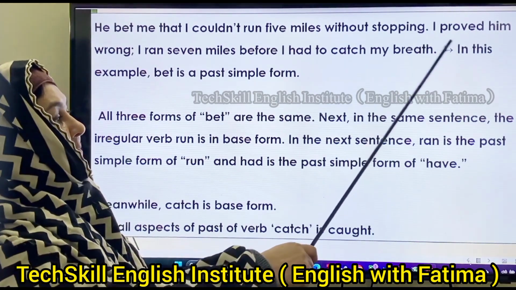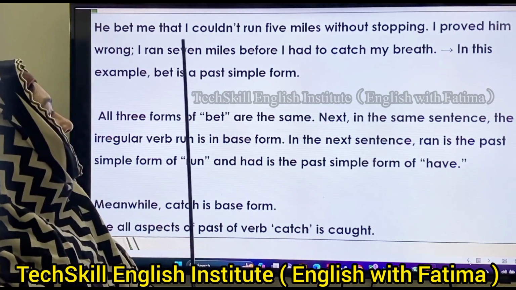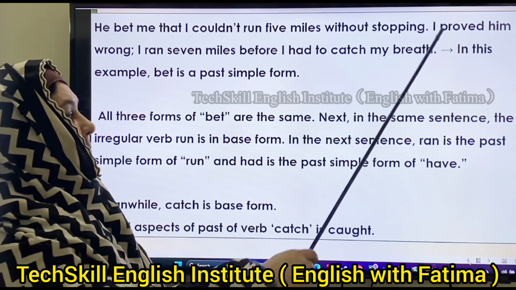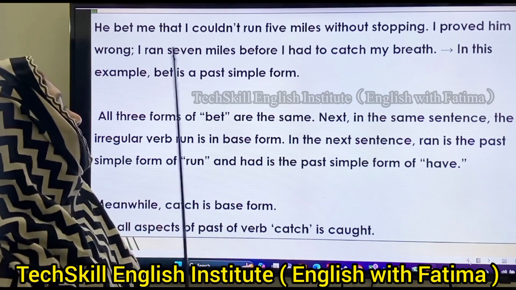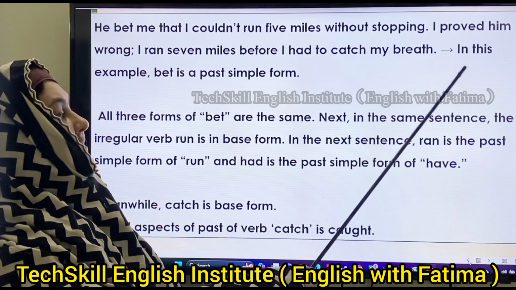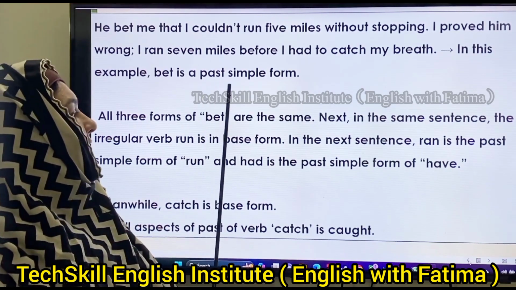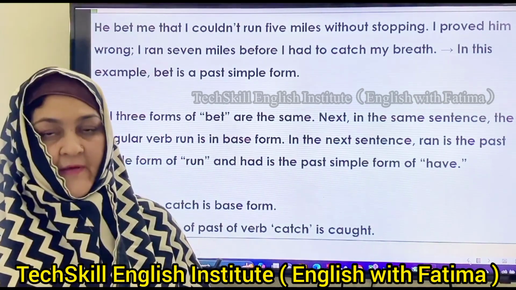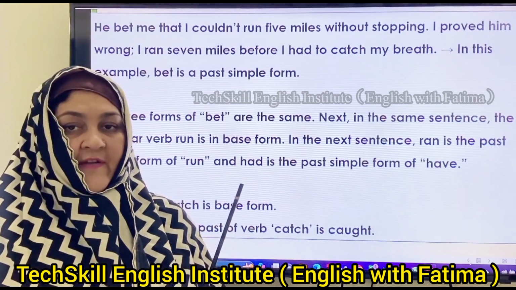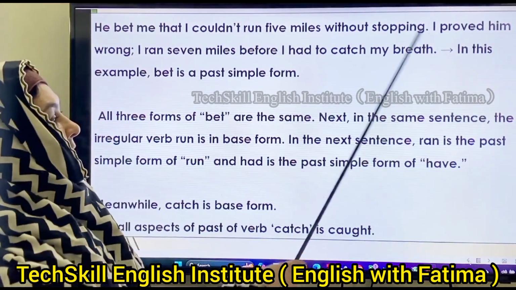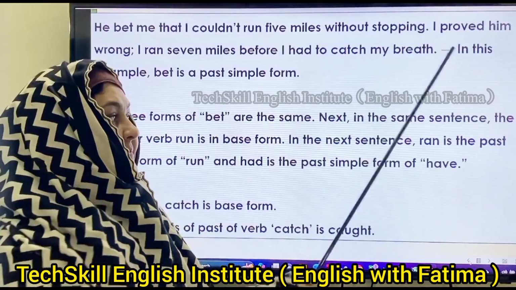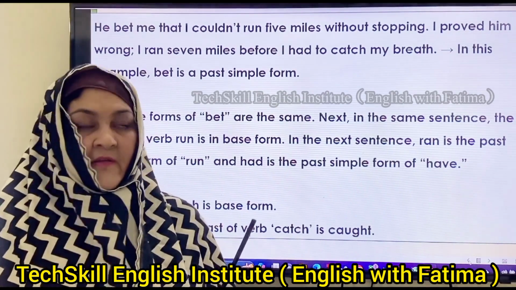Let's start again. He bet me that I could not run 5 miles without stopping. I proved him wrong. I ran 7 miles before I had to catch my breath. In this example, bet is a past simple form, as I told you in the beginning. There are different other examples of verbs used here. Let's see what they are. I proved: this is a regular form of verb, as we can observe, it ends with ed.